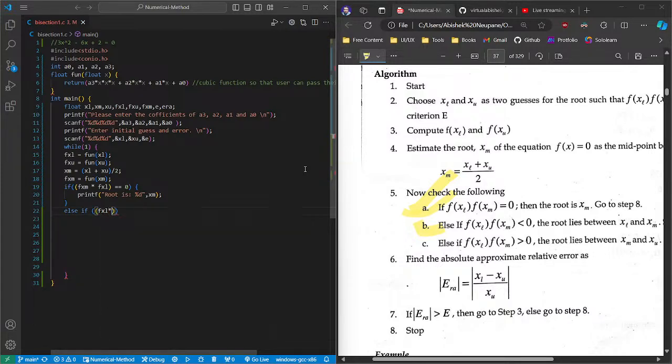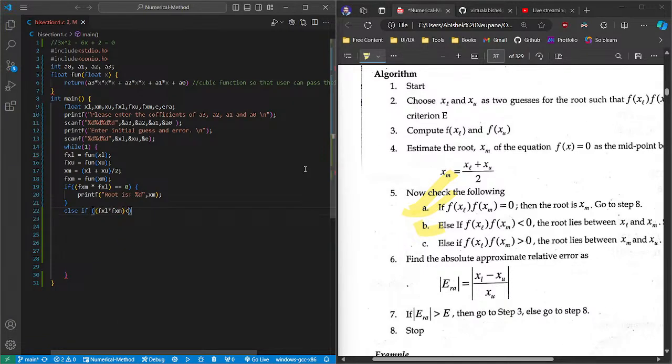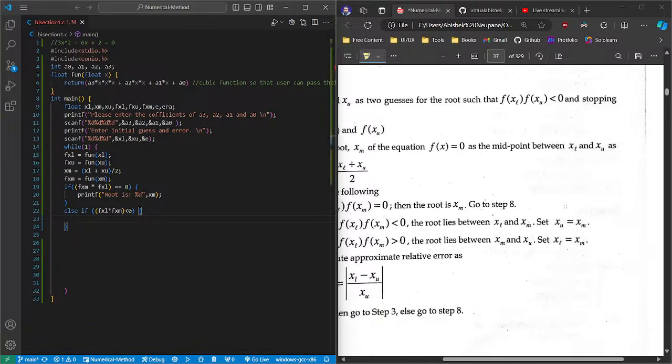f(xl) multiplied by f(xm) is less than 0. If this is less than 0, then our root will be, I think, xu is equal to xm. Xu is equal to xm. Okay, finish this. Now let's just copy and paste.